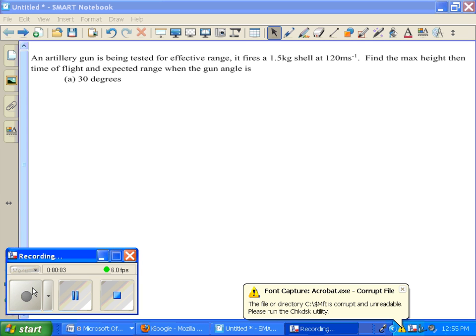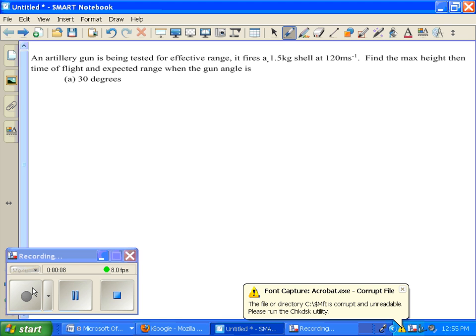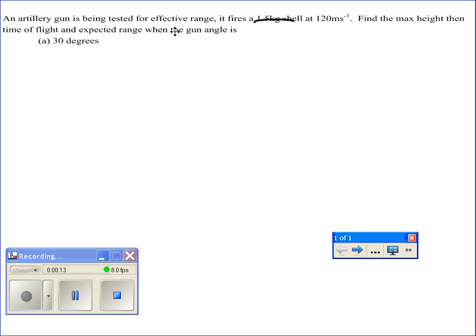All right, we have a problem where they are firing a gun. The fact that it fires a 1.5 kilogram shell is irrelevant. It is important that it goes 120 meters per second and that it's going at 30 degrees. So in this problem, they want to know what the max height is. So they want to know the maximum height in the problem. And they want to know how far it goes, so they want to know x.